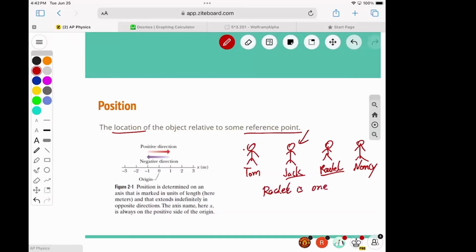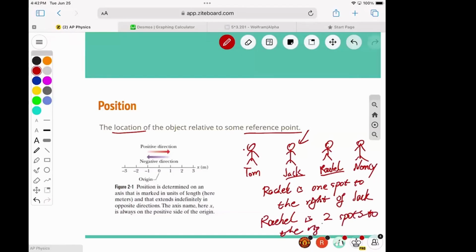we can say Rachel is one spot to the right of Jack, right? So we're using Jack as a reference point. Or you can say Rachel is two spots to the right of Tom, right? Both will be fitting and correct descriptions of Rachel's position. However, if you just look at the number, one of them is one, one of them is two, they're definitely not the same, right? So when we're describing a position, we definitely need to make sure we have a common understanding of what the reference point is.